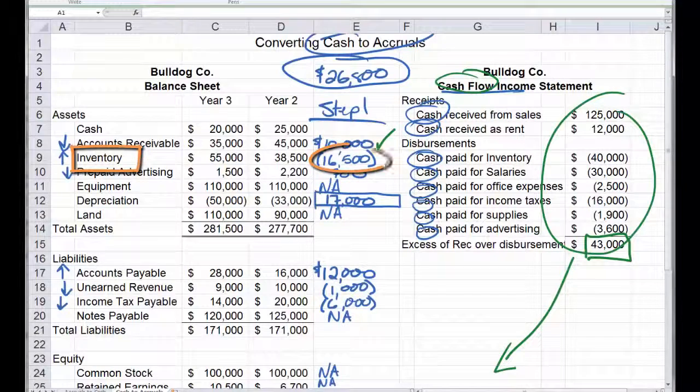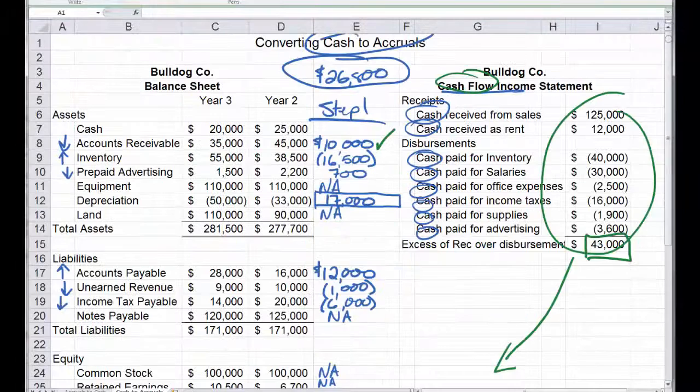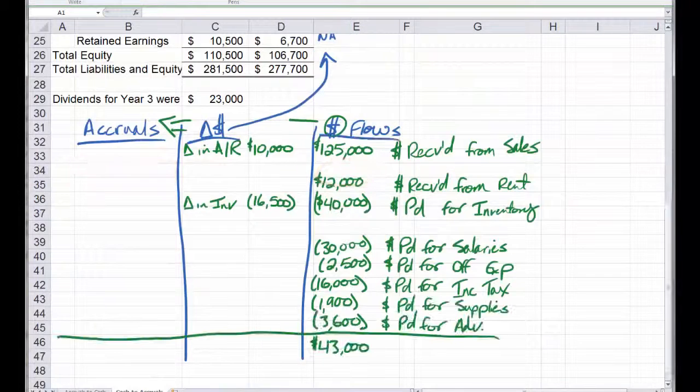Inventory, $16,500. That matches up with cost of goods sold down below. So change in inventory. We'll check that off. See, prepaid advertising matches up with cash paid for advertising, so $700. Change in prepaid advertising, $700.